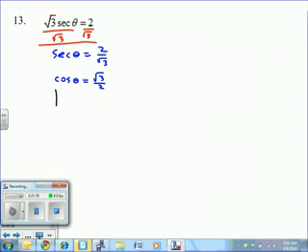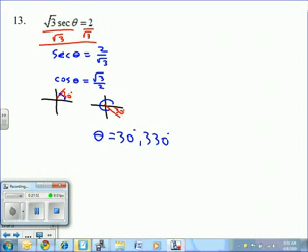And so we do the same thing we've been doing. Where is cosine positive? 1 and 4. And where does it equal square root of 3 over 2? 30 degrees. That's our reference angle. So you get theta equals 30 degrees and 330 degrees.